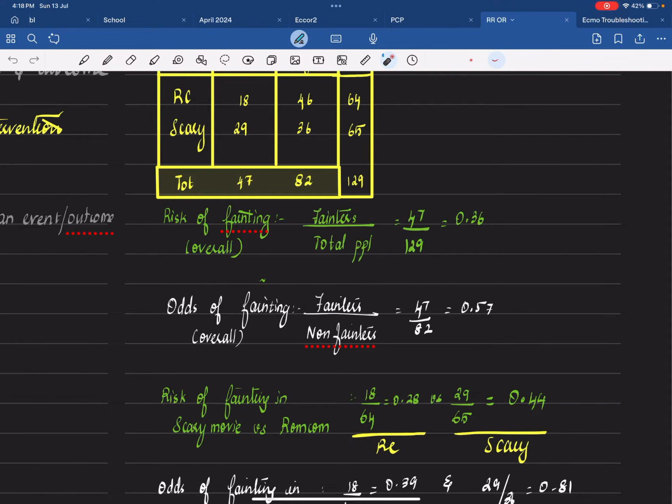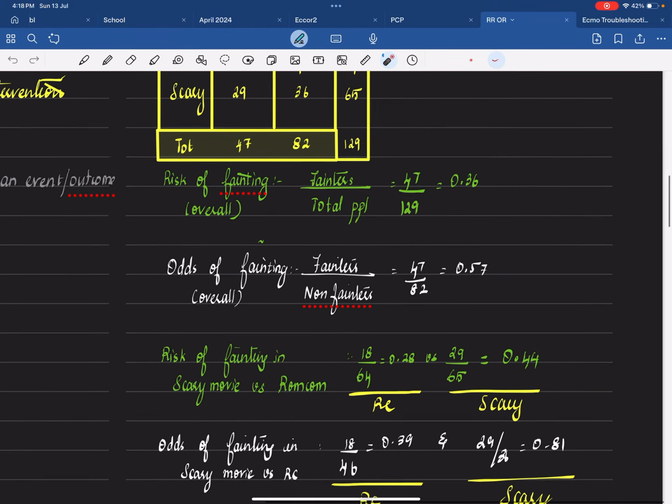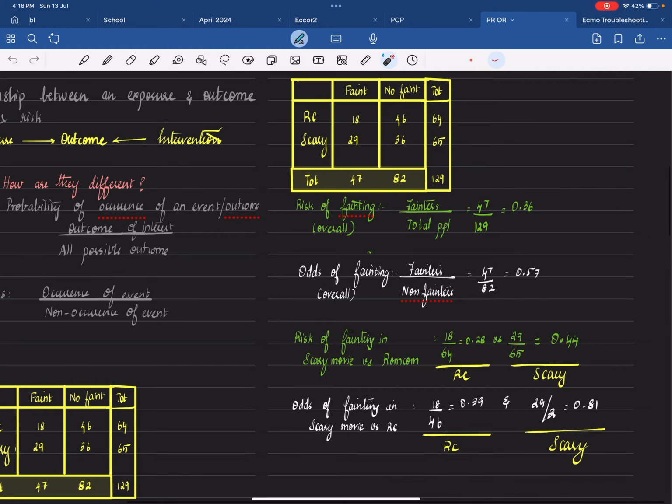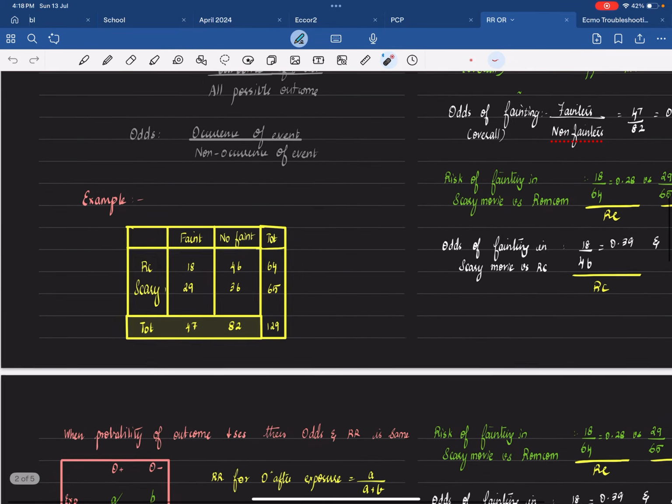When you say odds ratio, it is the outcome happening versus not happening. So if it is rom-com, how will you calculate odds? How many people fainted divided by how many people did not faint, which will be 18 by 46. Again, if you see, odds slightly overestimate the risk of fainting in individual ones. But this is not how you calculate for your studies, correct?